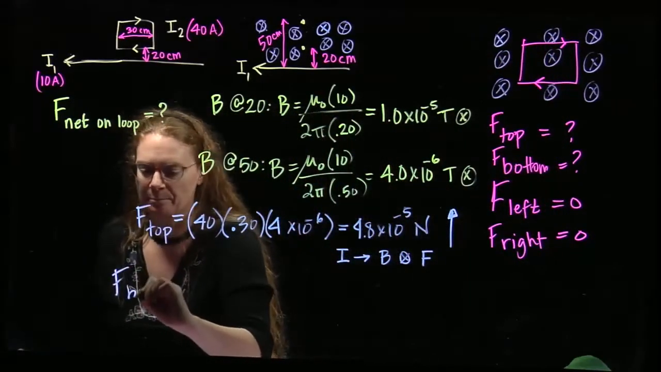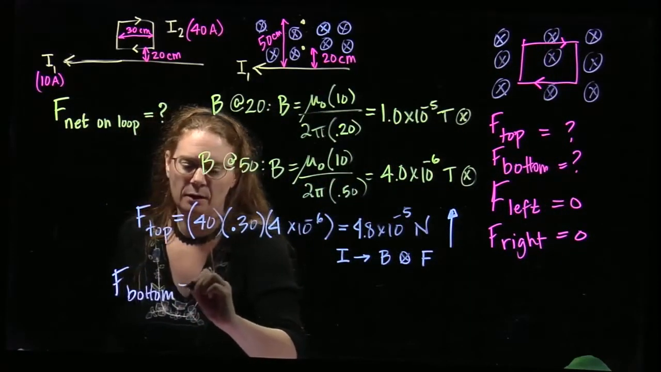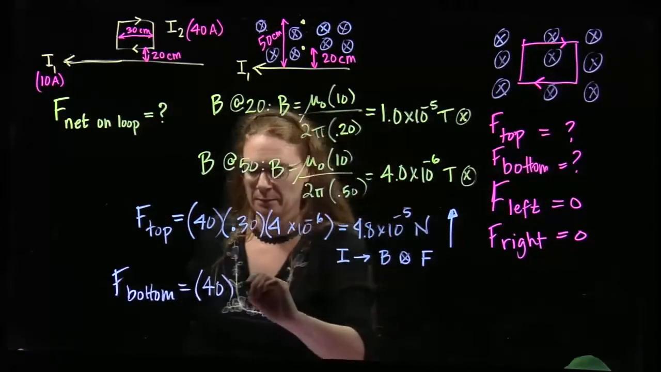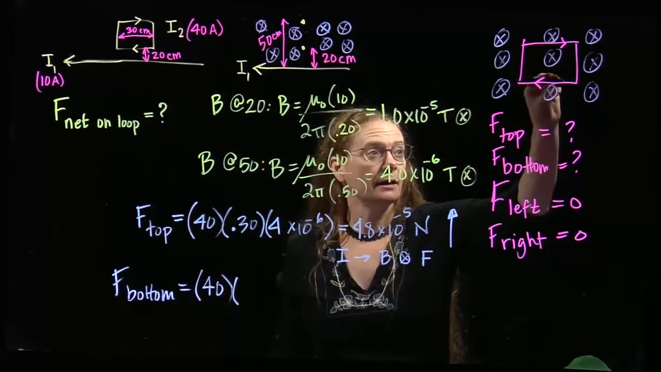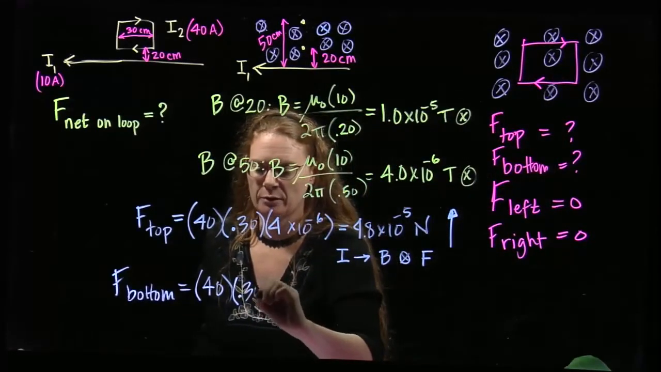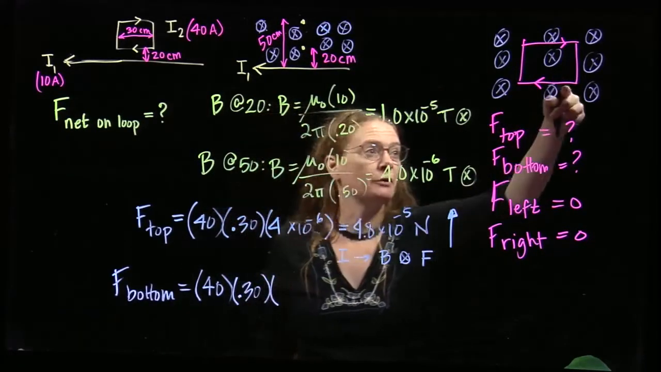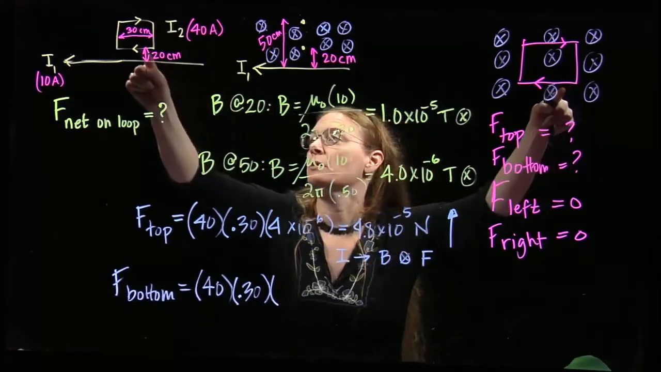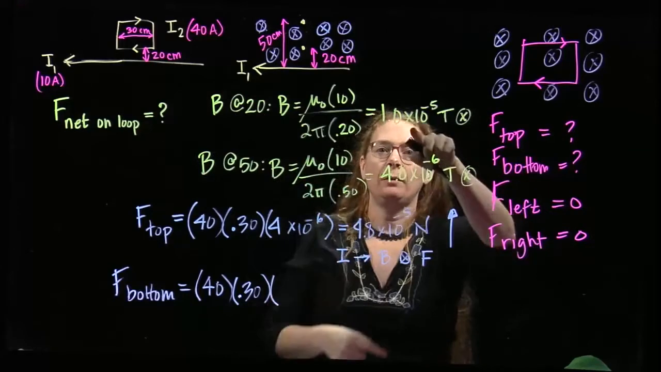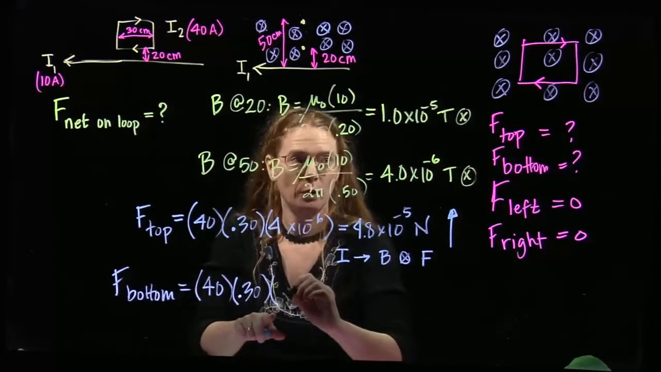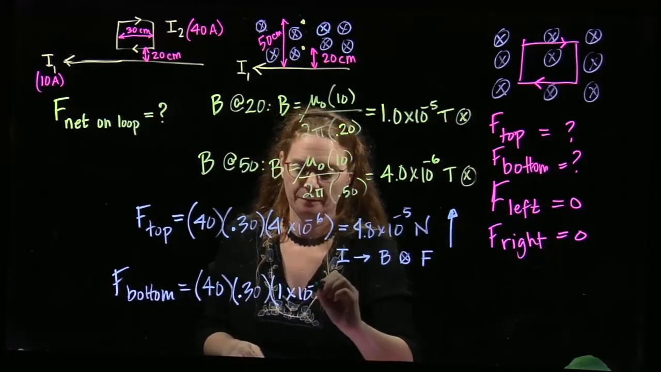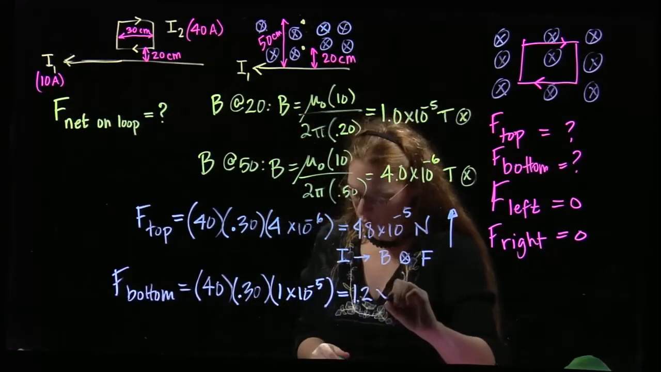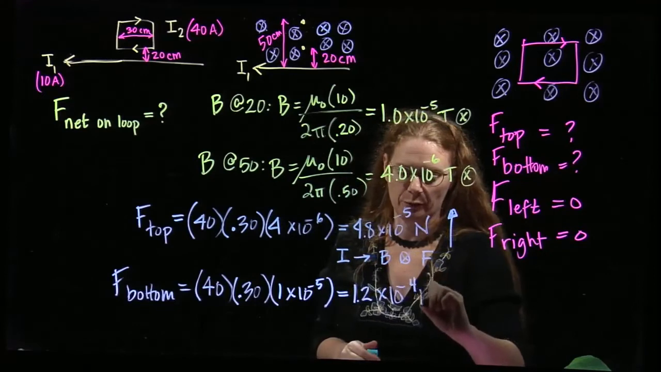Do the same for the bottom. All right. And again, if I'm the loop, I have 40 amps going around me. The length of the side is 0.30 meters. And now the magnetic field at this point has got to be bigger because I'm closer to the wire. So now it's that one, 1 times 10 to the minus 5. All right, so that gives me 1.2 times 10 to the minus 4 newtons.